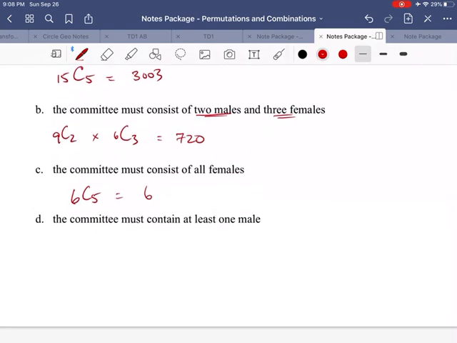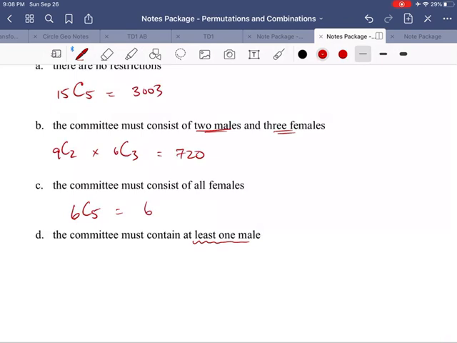And the committee must include at least 1 male. Okay, so we can have 1 male and 4 females, 2 males and 3 females, 3 males and 2 females, 4 males and 1 female, and we can have 5 males. So first scenario, 1 male: from 9 we're picking 1, and then from 6 females we're choosing 4. And we're going to add that to the second scenario.